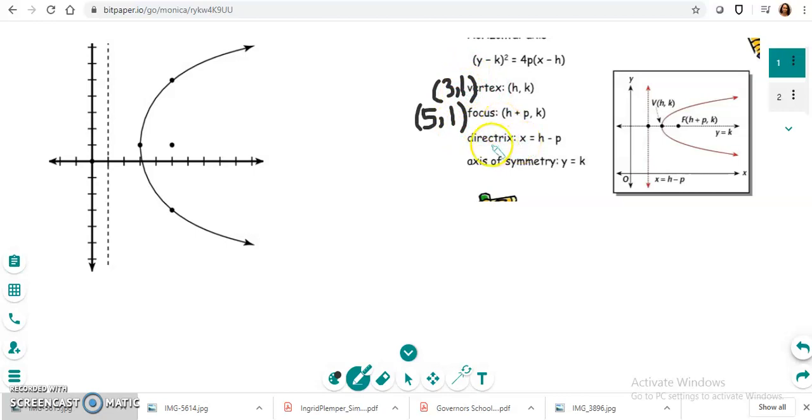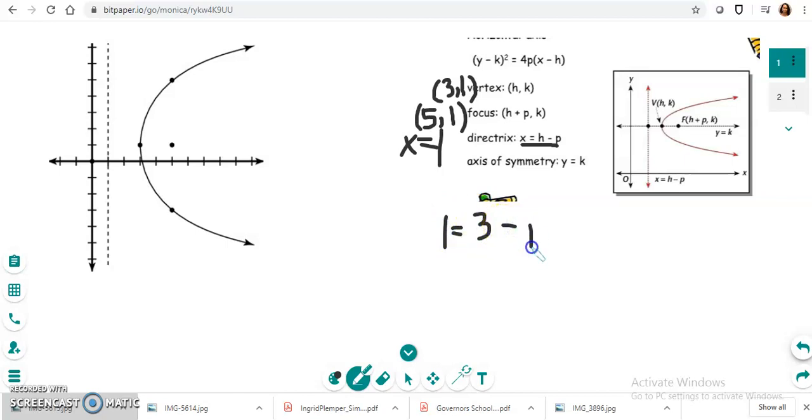Next is my directrix, and here's my directrix, and it looks like it is at x equals 1. I'm going to use that to find out what my p is, because I know what h is. h is 3. So I can plug this into my equation. I know what x is, 1, and I know what h is, 3, and I just need to find p.